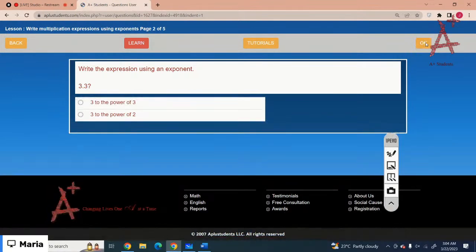The next one is 3 times 3. How do we write this expression using an exponent? You have to write down 3 as the base with a factor of 2. So it would be 3 to the power of 2, because 3 is multiplying 2 times.